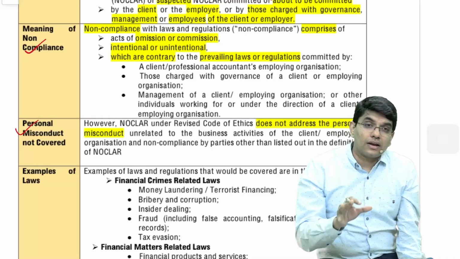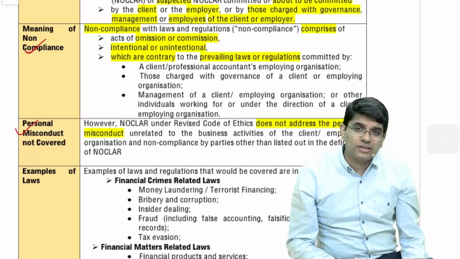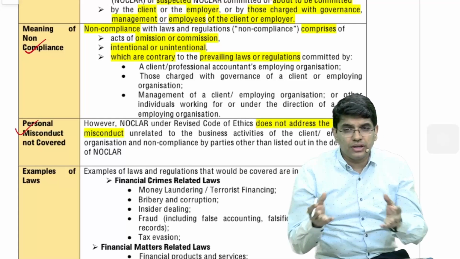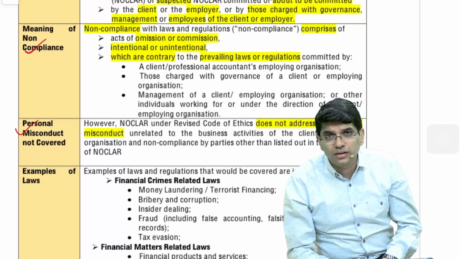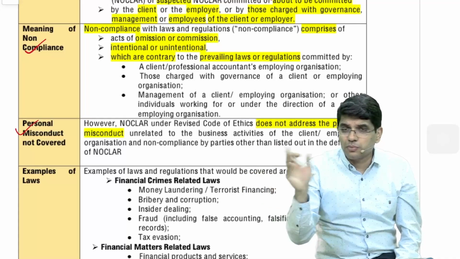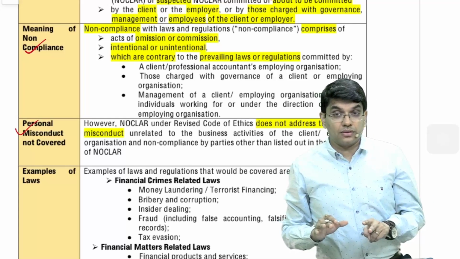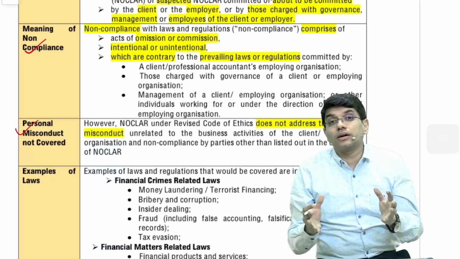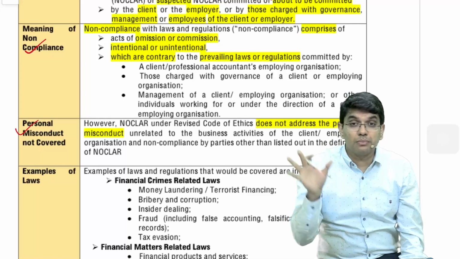The guidance is for NOCLAR. It is not going to cover instances of personal misconduct. If TCWG or employees are getting involved in personal misconduct, they are physically abusing any employee, now that's personal misconduct. That situation will not be covered. Correct? If they are having some affair with someone among the employees and there are allegations of exploitation, that is personal misconduct, that will not be covered here. Only things involving any business or professional activity with non-compliance will be covered here. Personal misconduct won't be covered.